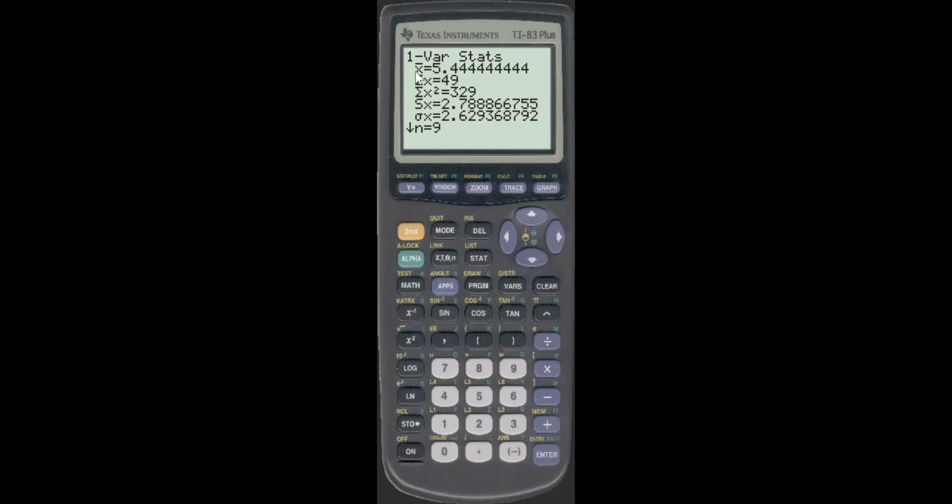All right. Now, do you see x-bar equals 5.44444 on yours? Yeah. Great. Now, if we scroll down, if we hit the down arrow here, there's the min, there's Q1, there's the median, there's Q3, and there's the max. Is that consistent with what we wrote down before? Yeah. It is.